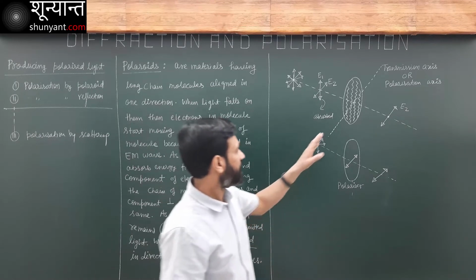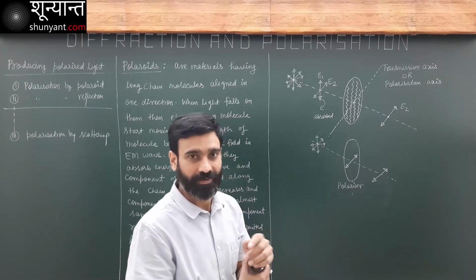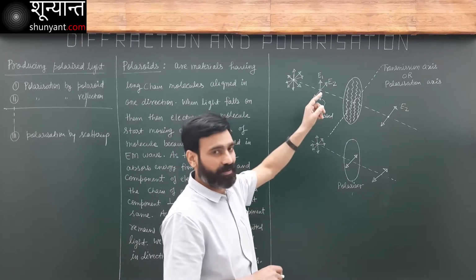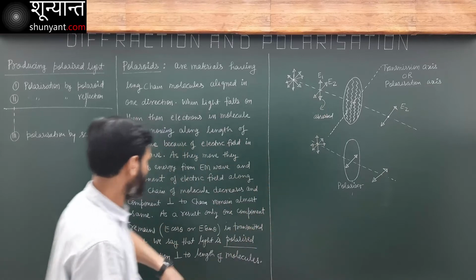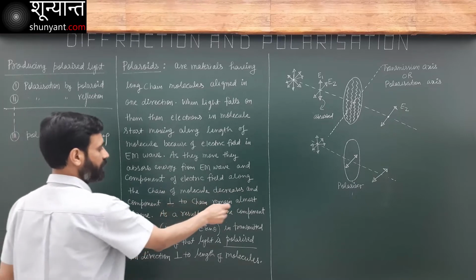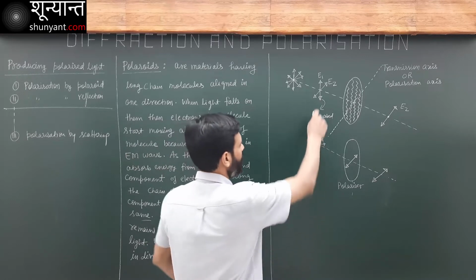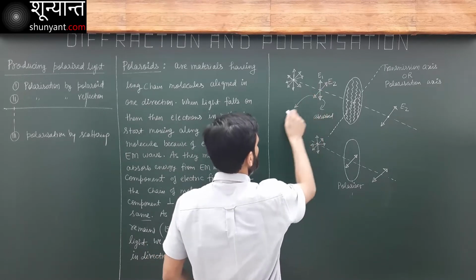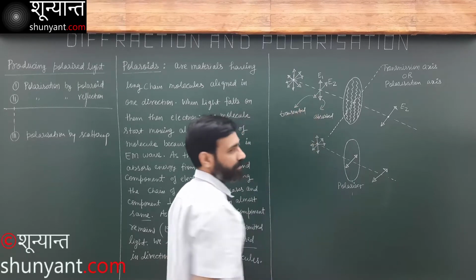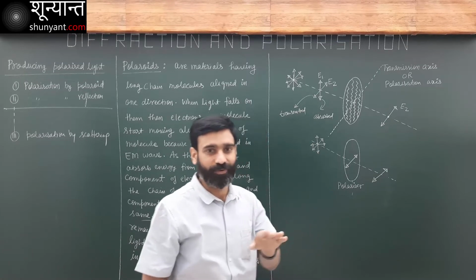When the electrons absorb energy, the component along the length of the molecule is reduced, diminished. There is no effect on the other component. It remains almost the same. The component normal to the chain remains almost the same. So only that component is transmitted. One component is absorbed, the other component E2 is transmitted. So when light comes out, the electric field will be in one direction only, in one plane only.